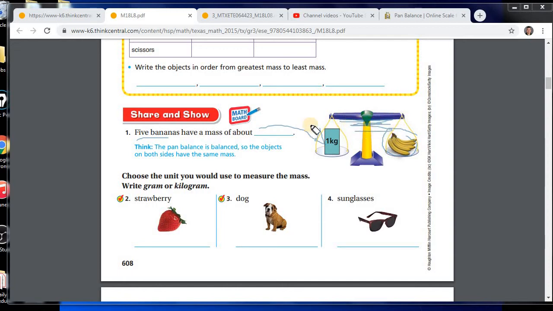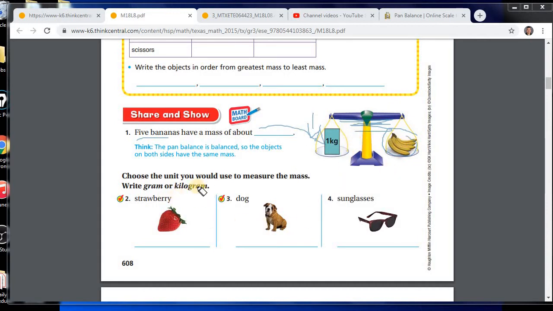If it were not balanced, if it was tipping down this way, then you know that the bananas were lighter than 1 kilogram. So you'd have to put more bananas on this side. But since it's even, we know it's balanced.